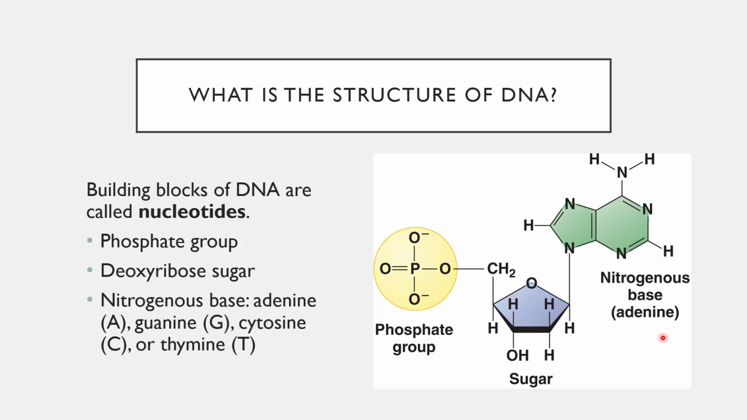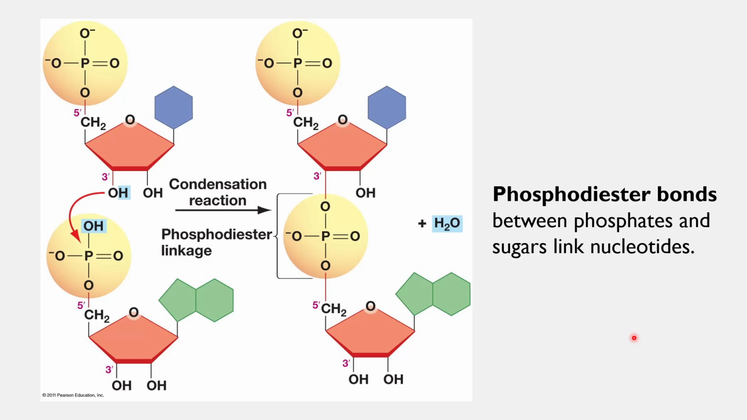So as I said, what you're seeing here is only one nucleotide, but DNA is composed of literally billions of these that are linked together in a long string. And so the linkage of 2 or more nucleotides has a special name. It's called a phosphodiester bond. Phosphodiester bond is the joining of 2 nucleotides between the sugar of one and the phosphate group of another.